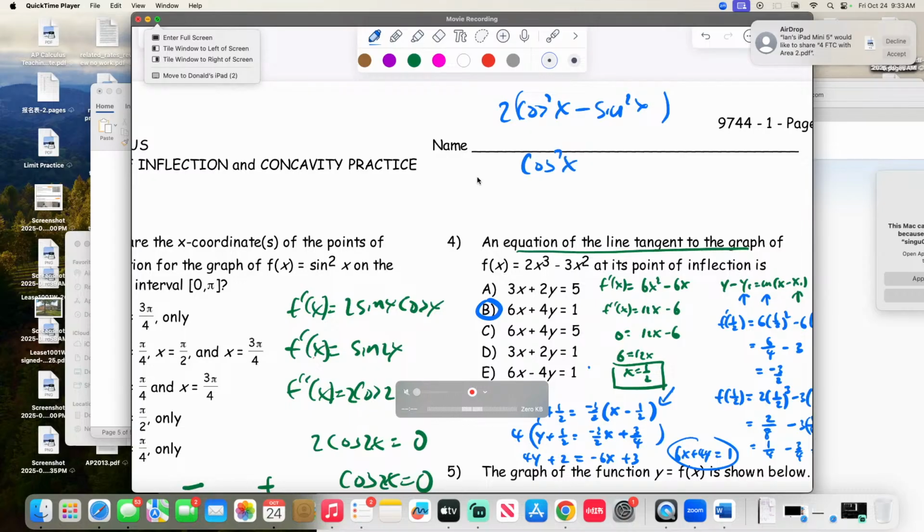So cosine square of x minus sine square of x is equal to 0. Cosine square of x equals sine square of x, right? I'll divide both sides by cosine square of x, so 1 equals tan square of x. Then I'll square root both sides, and tan of x equals plus or minus 1. And that's how you get pi over 4 and 3 pi over 4.